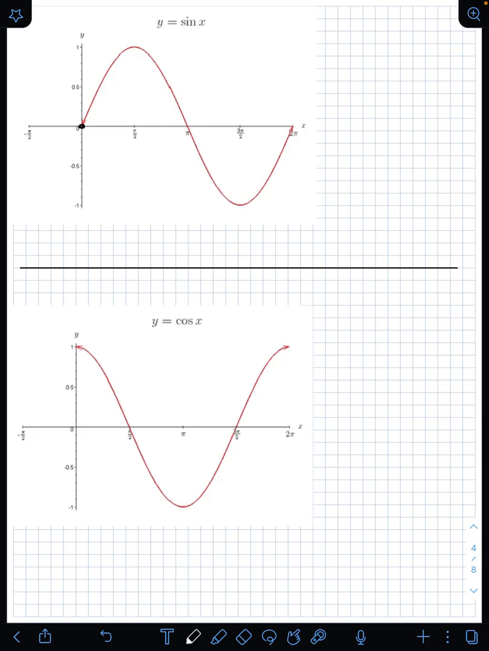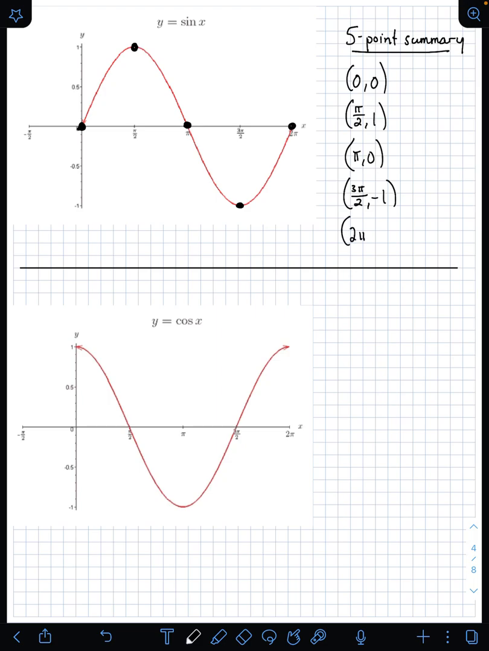They are anytime the graph hits its midline, anytime it peaks or bottoms out. These 5 points of the sine function are your 5-point summary. If you have these 5 points and you can interpret the transformations, then you can make the new function. The 5-point summary is 0, 0, pi over 2 comma 1, pi comma 0, 3 pi over 2 comma negative 1, and 2 pi comma 0.